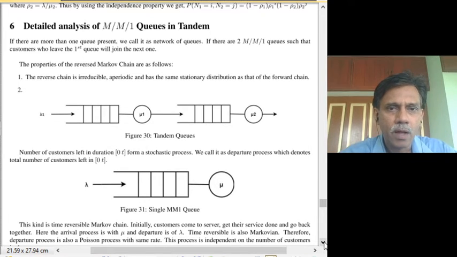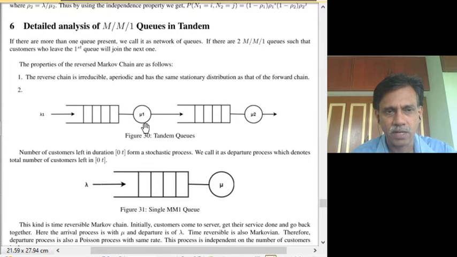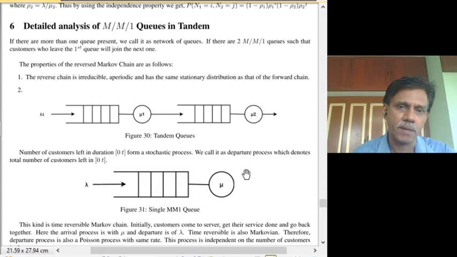So, we have one MM1 queue feeding into another MM1 queue. Now, we will take the following quantities as given. Lambda1 is the arrival rate to the first queue, Q1, mu1 is the service rate for the first queue, Q1, and mu2 is the service rate for the second queue, Q2.